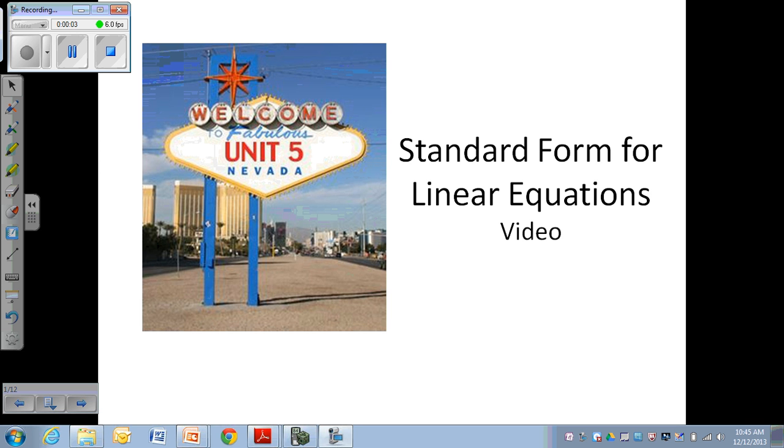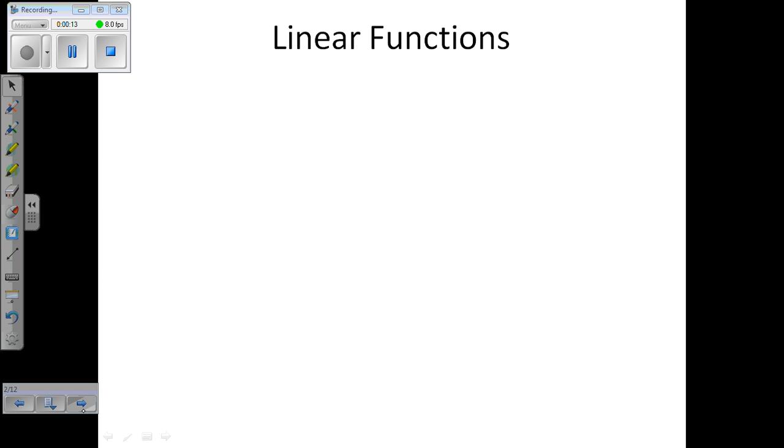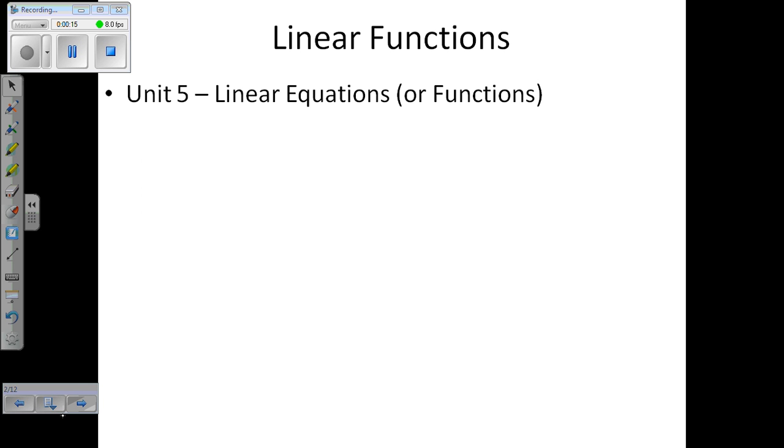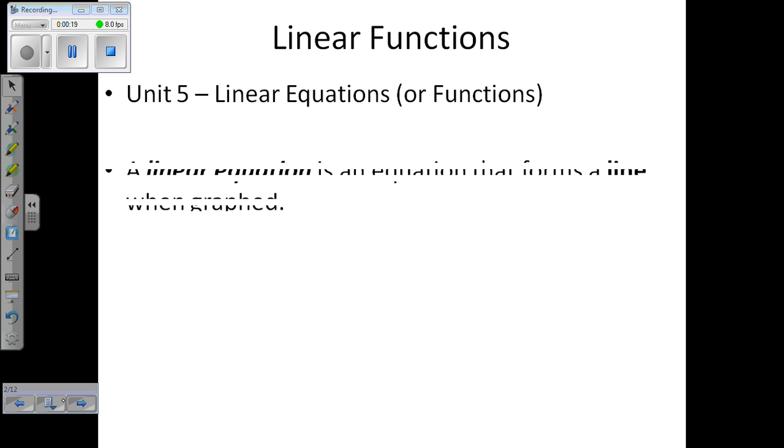Hi everybody, today we're going to talk about standard form for linear equations. This is our first topic in Unit 5. So our Unit 5 is about linear equations or linear functions. A linear equation is just an equation that forms a line when you graph it.